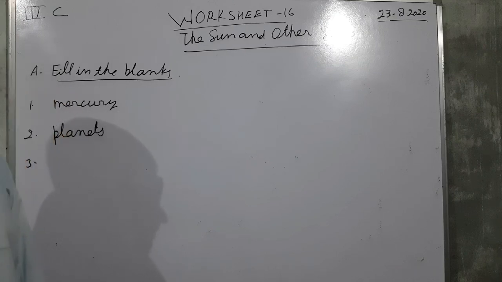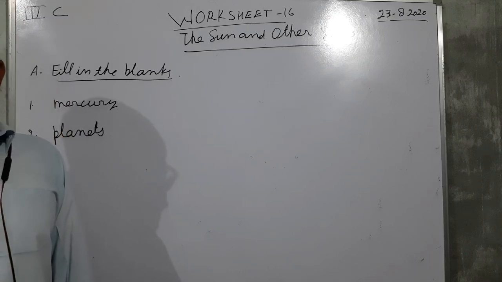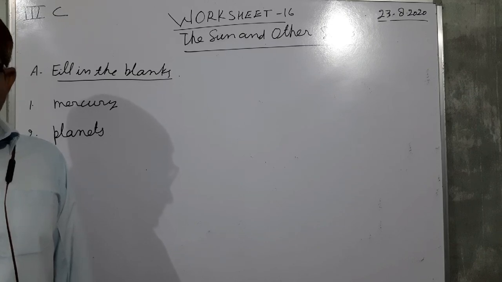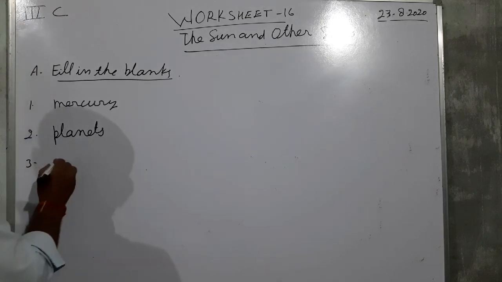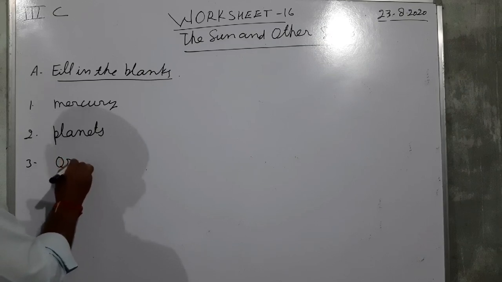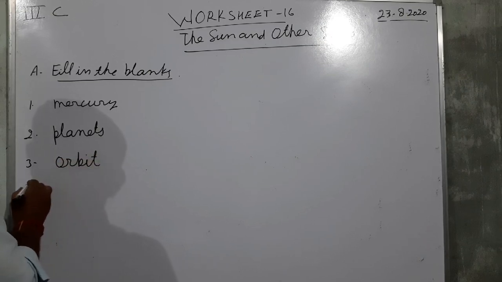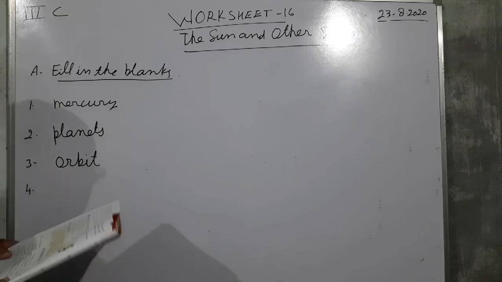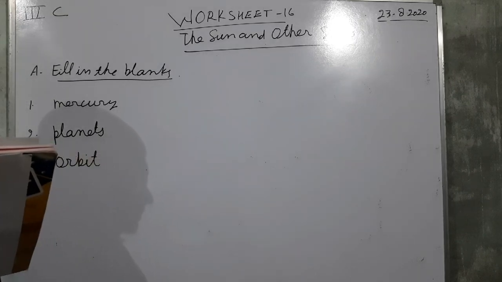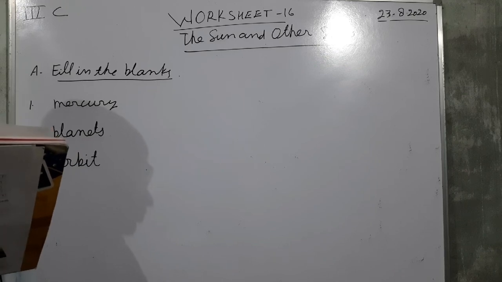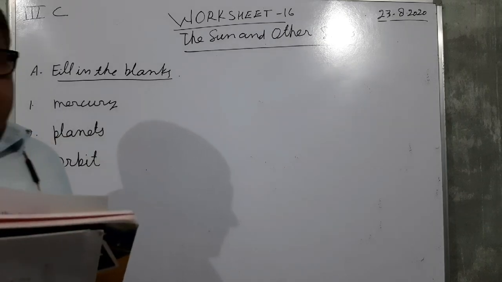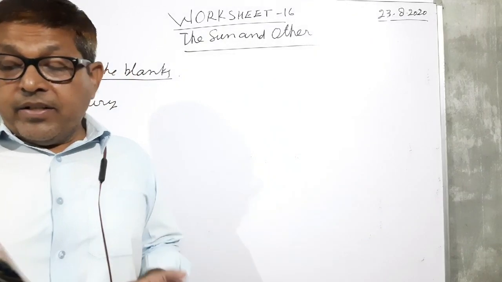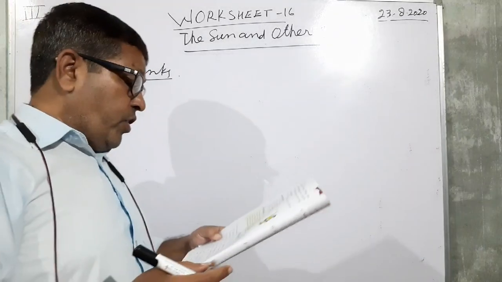Now third, the planets move in a fixed path called the orbit. Third, you have to fill the orbit. And fourth, the Earth is the only planet where life exists. So what will you answer? The Earth is the only planet where life exists. So fourth, you have to fill the Earth.